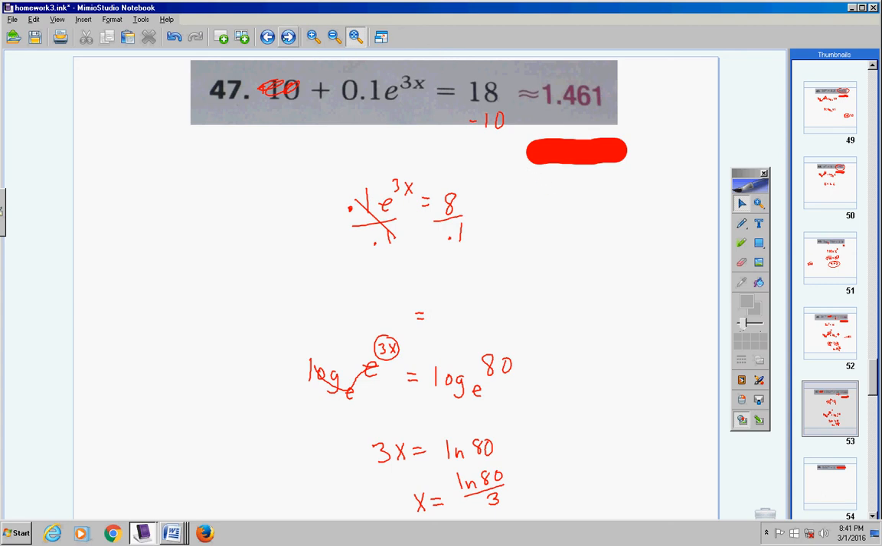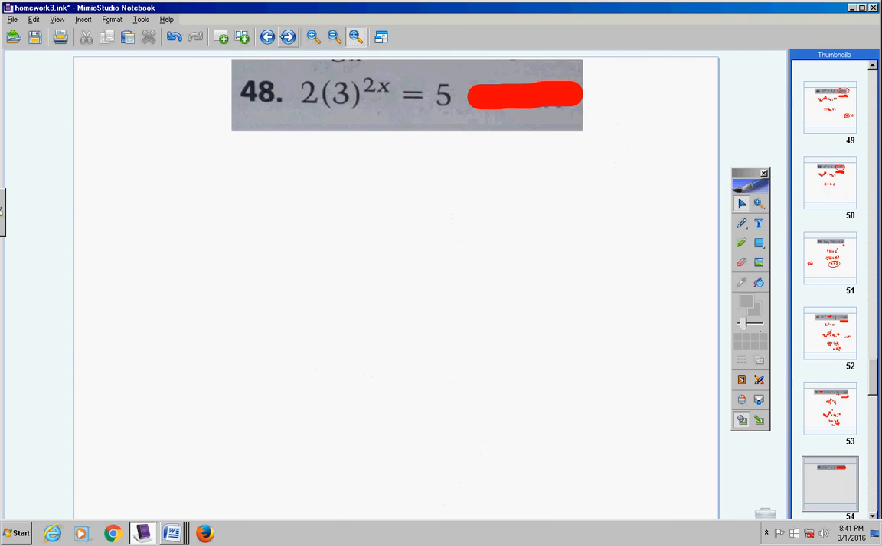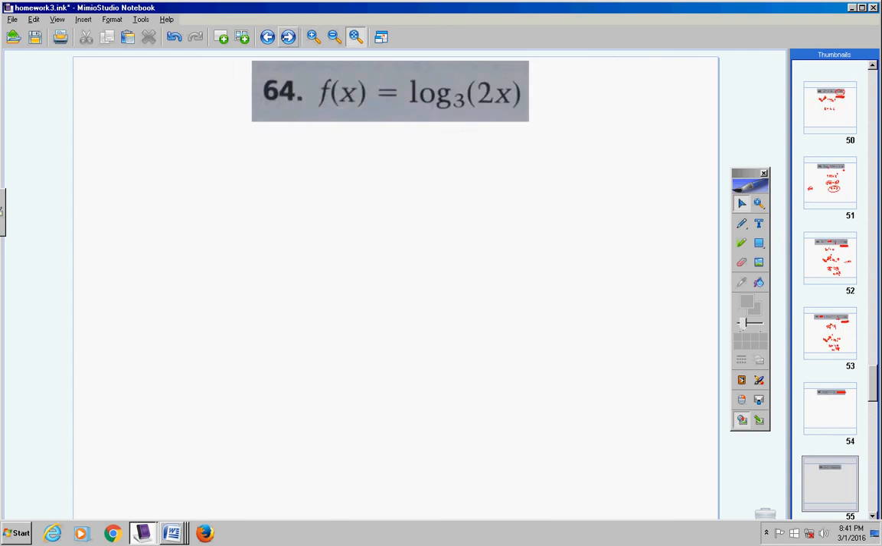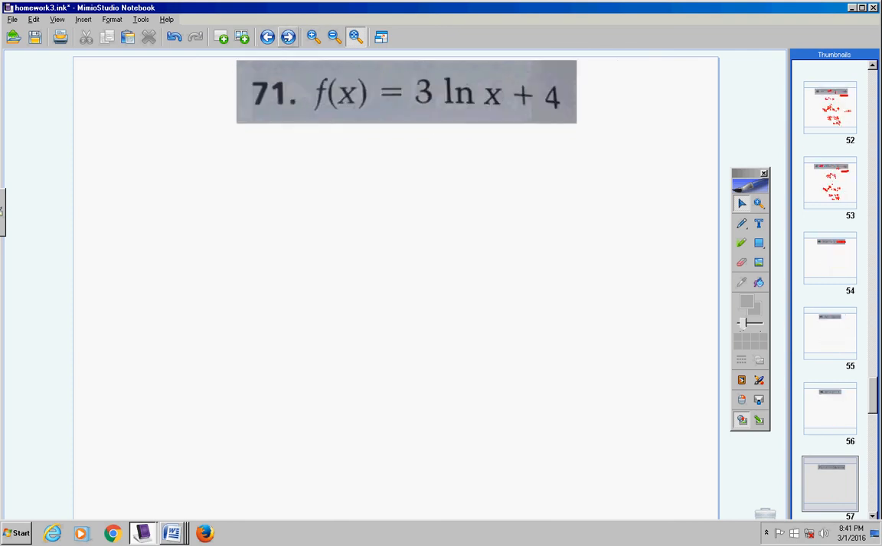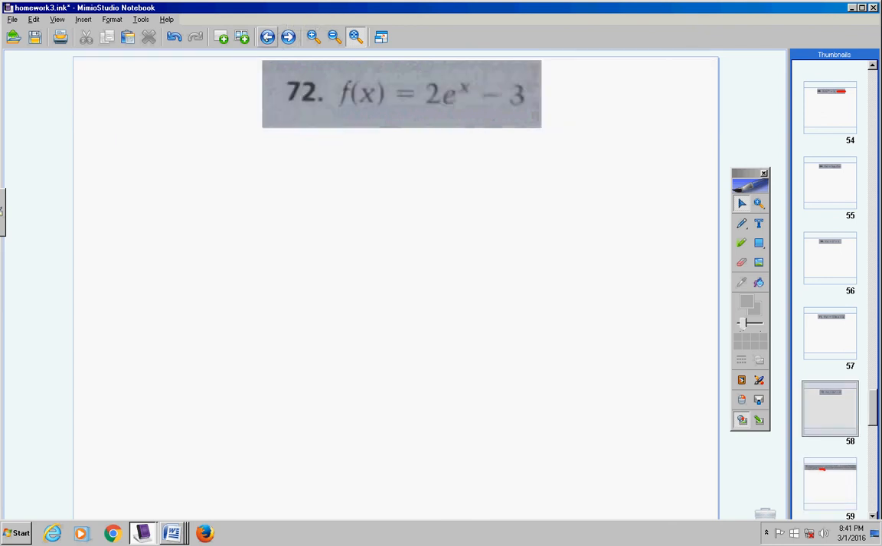Alright, so here we go, 48. Now let me see what's next. What do we have next? Graphing. Maybe we can do the 4 graphing problems and then take a break. We'll see how it goes.